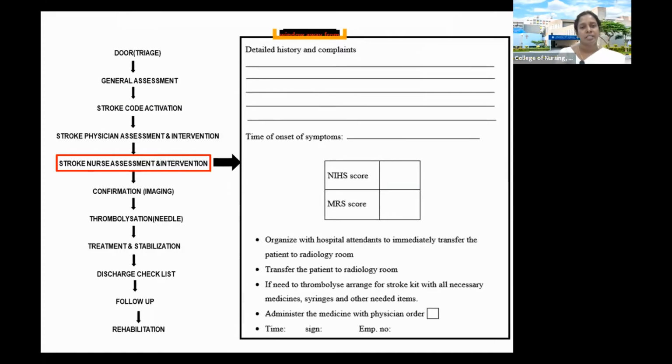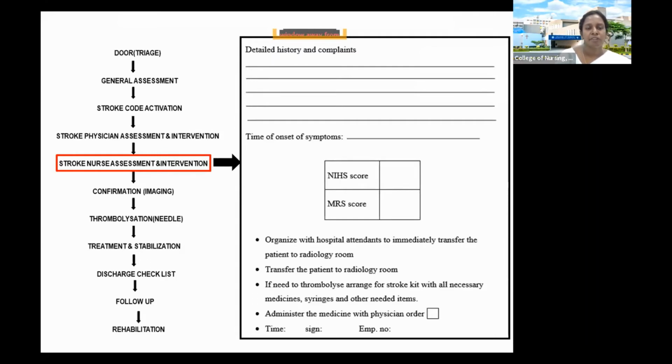NIHSS, we learned yesterday, because we want to know the severity of the stroke. Based on the severity, the thrombolysis therapy is determined. Only if the score is less than 21, patients can be thrombolyzed. So for that reason, we have to have the NIHSS score. NIHSS is available as an app. It can be downloaded on the phone, and patient scoring can be done easily on the app.